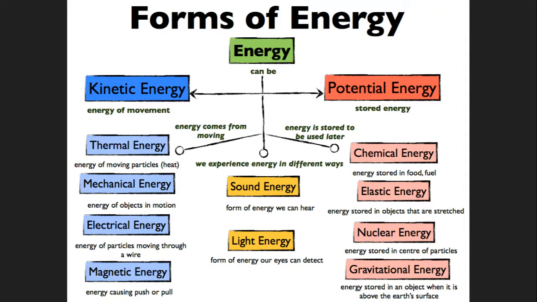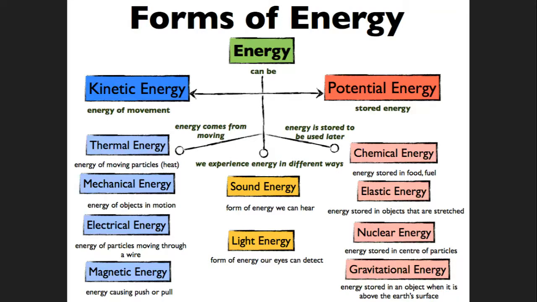And again, potential energy is stored energy. Examples are chemical energy, the energy that's stored in chemical bonds that when they break down, it usually releases energy, especially for like food or fuel. Elastic energy is the energy stored in objects that are stretched, like a rubber band when you pull it out. When you stretch it out, it's not going to move anywhere until you let go. But once you let go, it moves and turns into kinetic energy.